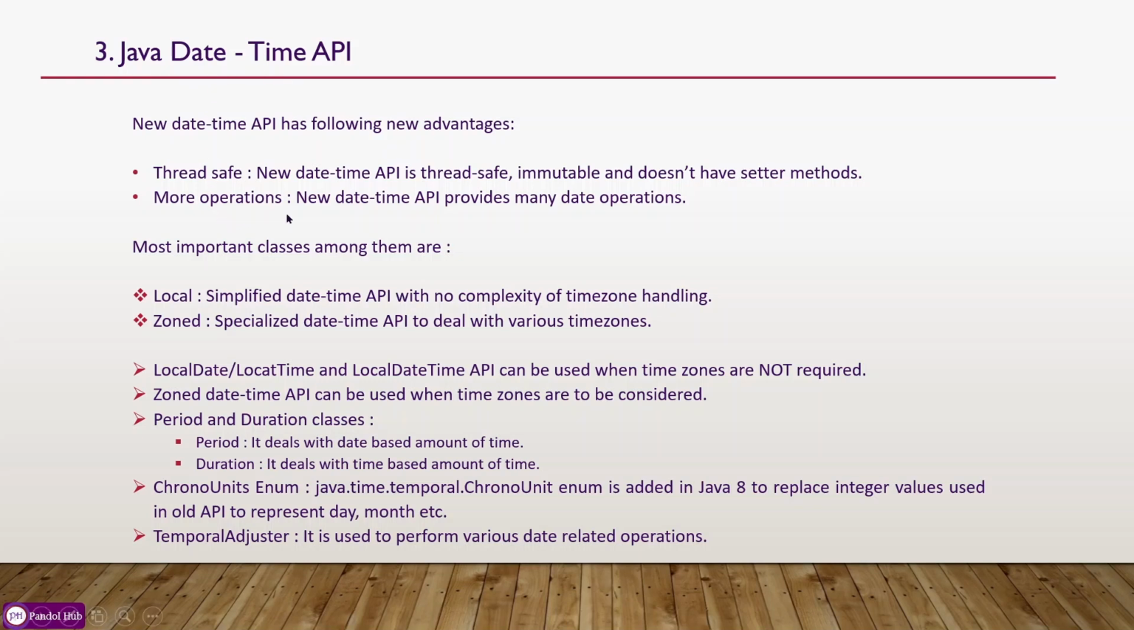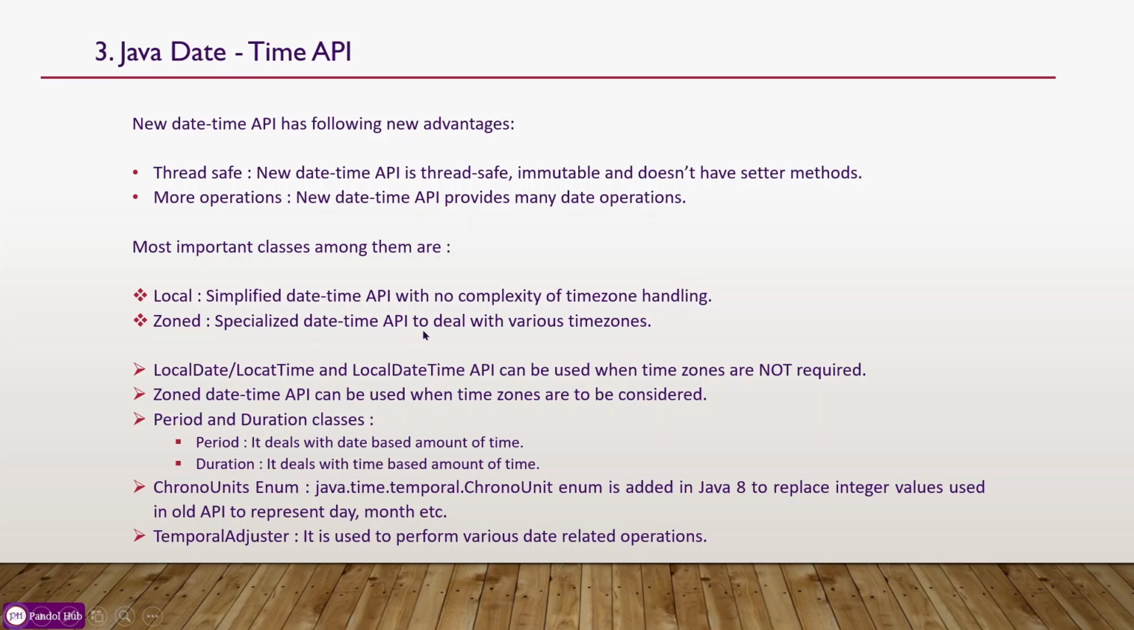The other advantage is that the new datetime API provides many date operations. In addition to the existing utility methods of the datetime API, they have provided a few more utility methods which may help us to perform more operations on the datetime objects. Most of the important classes among them are Local and Zoned. Simplified datetime API with no complexity of time zone handled.